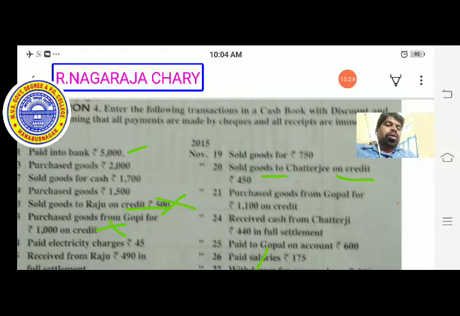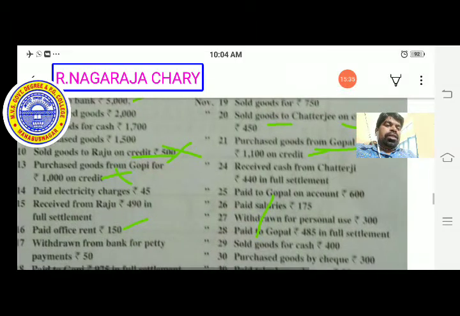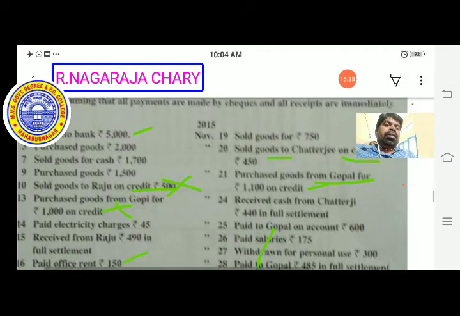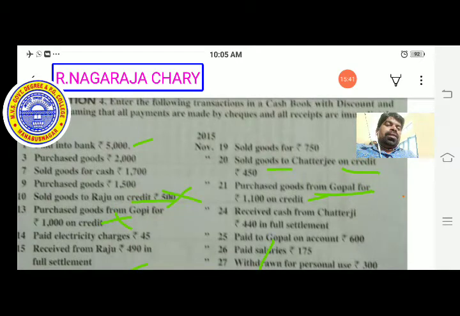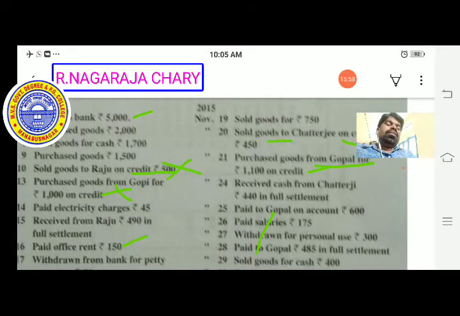Next, purchased goods from Gopal for 1100 on credit basis. Of course, here also credit basis, so it also need not be written. Next, you see received cash from Chatterjee 440 in full settlement. Just now on the 20th, goods were sold to Chatterjee on credit basis for 450 rupees. So on the 24th we received cash from Chatterjee 440 in full settlement. We sold goods worth 450, but we are receiving 440 rupees. So the remaining 10 rupees is discount. This is a receipt, so we have to record it on the debit side.